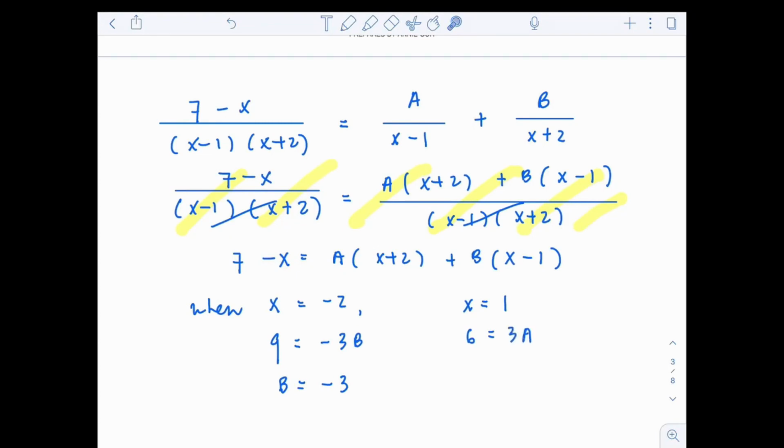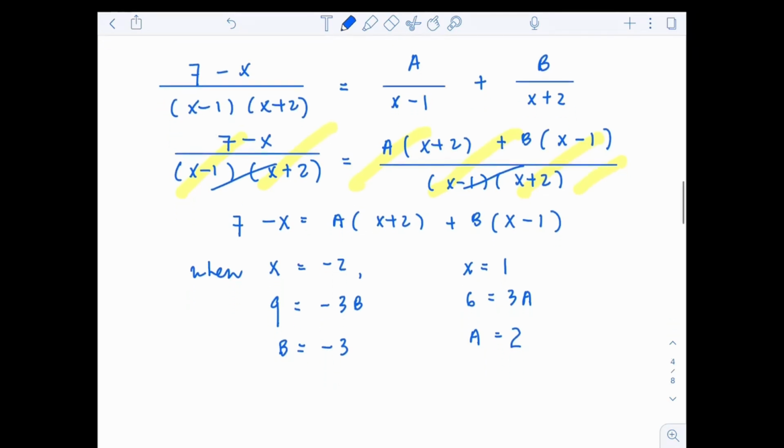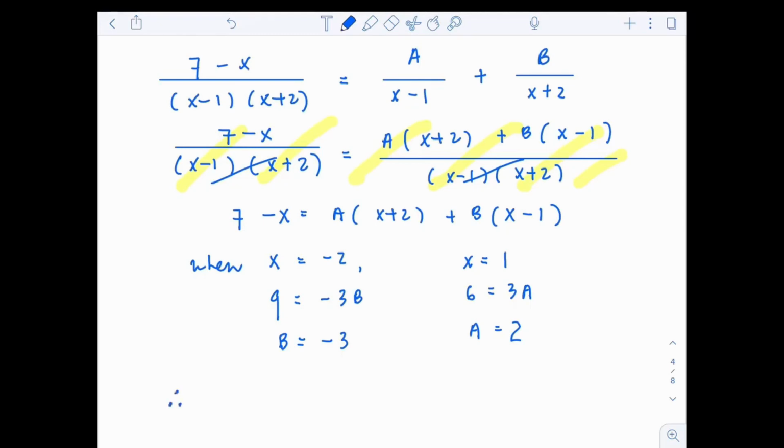And for the x equals to 1, when I sub into this factor here, 1 minus 1 becomes 0. 0 multiplied with b is still a 0. Alright, so from here, we can get a equals to 2. That's how we find out the value of a and b, which means now we can conclude that our partial fraction will be 2 over x minus 1 minus 3 over x plus 2. Alright, simple as this. This is how we express this fraction into the partial fraction.